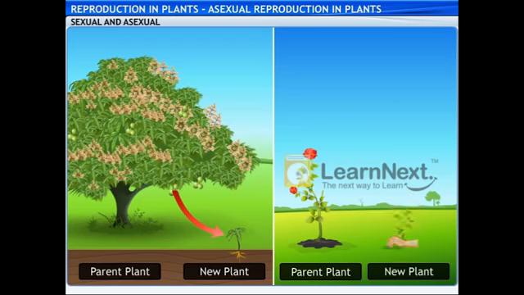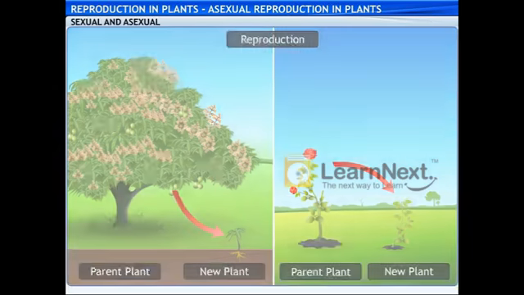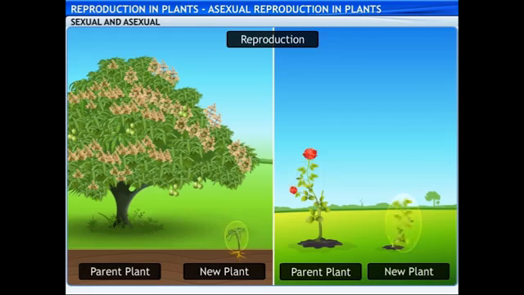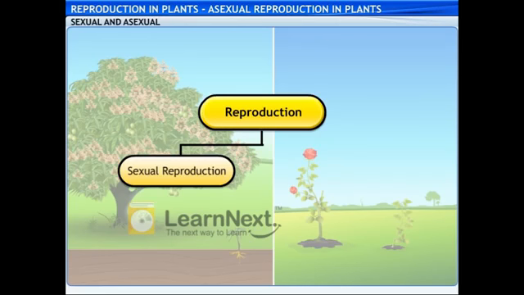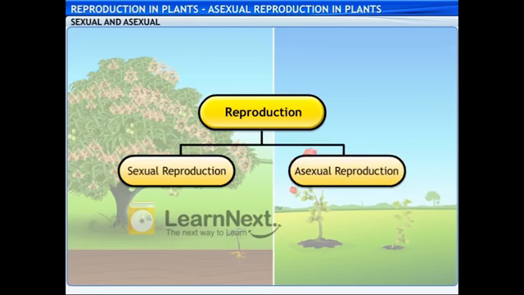We know that the process of producing young ones is called reproduction. The young one looks similar to the parent plant. There are several ways by which plants produce their offspring, or young ones. These are mainly divided into two types: sexual and asexual.